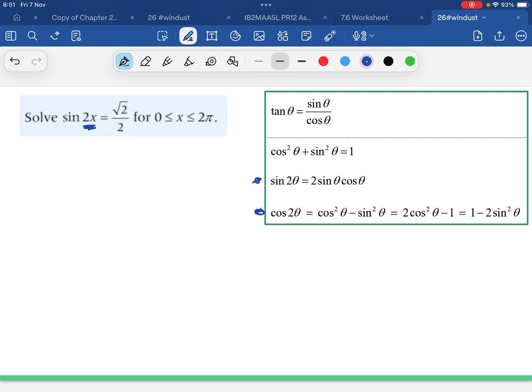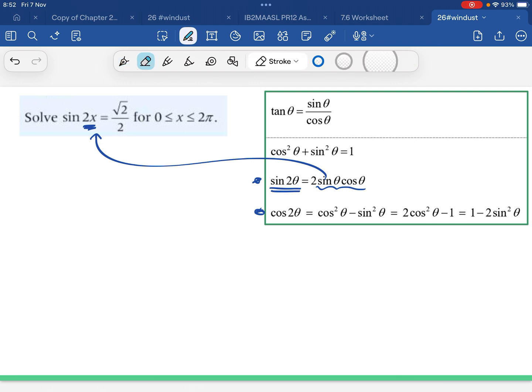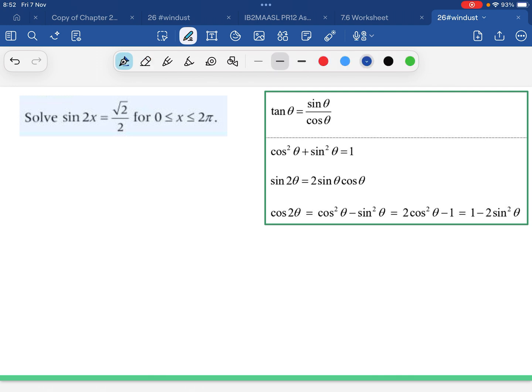Now in this one, I'm probably not going to use sine of 2 theta equals 2 sine theta cosine theta, because if I substitute that in right there, then I'm bringing both sine and cosine into my problem, which sometimes makes it a little bit more complicated. So, like in the previous video, I'm going to create a dummy variable here. I'm just going to say a is equal to 2x, and I'm going to look at this problem as the sine of a is equal to root 2 over 2.